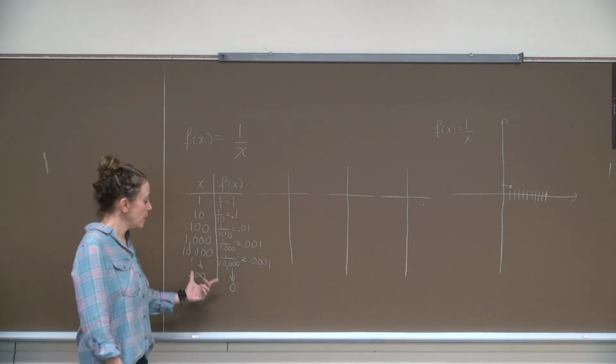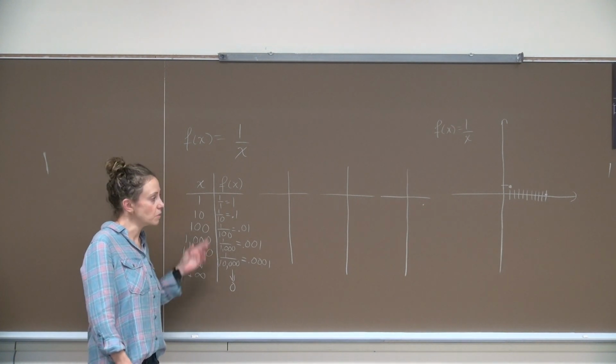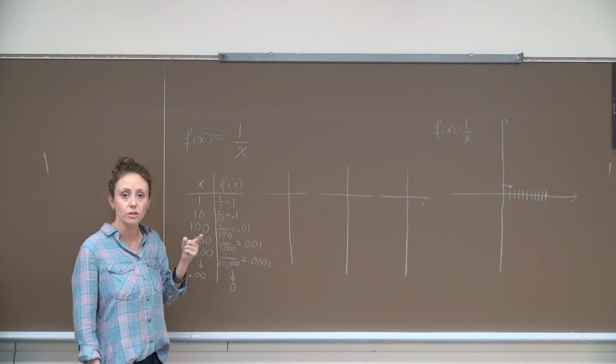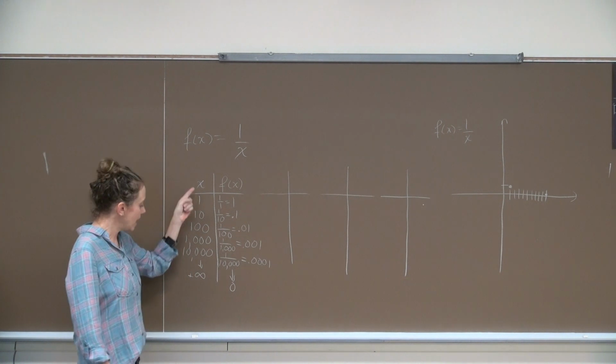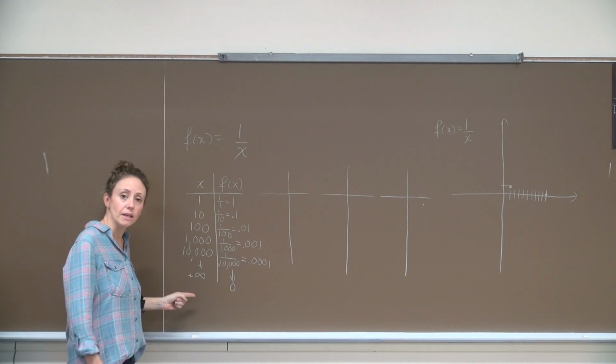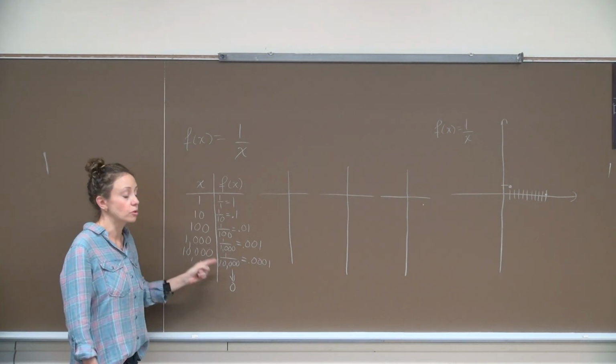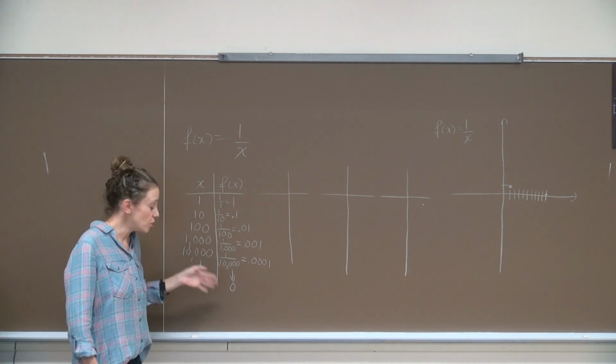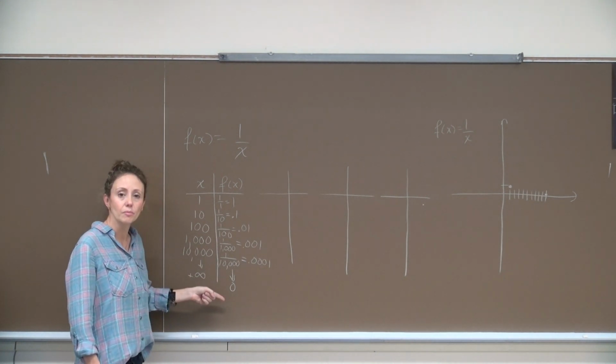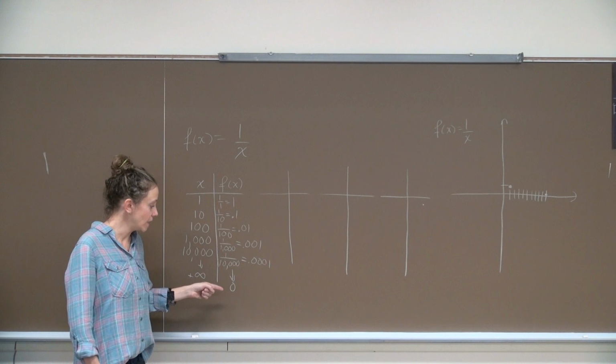And so this picture should make sense within the context of what the graph is going to look like. And this is what we're going to say. As our x values approach positive infinity, our y values are getting closer and closer to 0. But I hope you can notice that we're never actually going to hit 0. We're going to get super close to it, but we can never hit it.